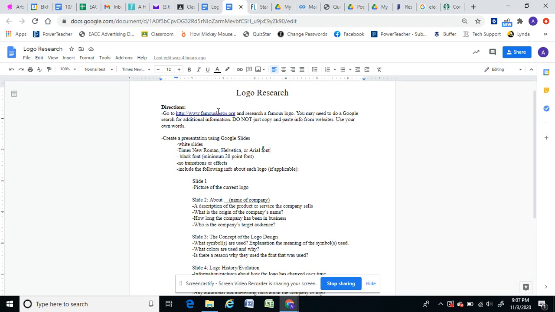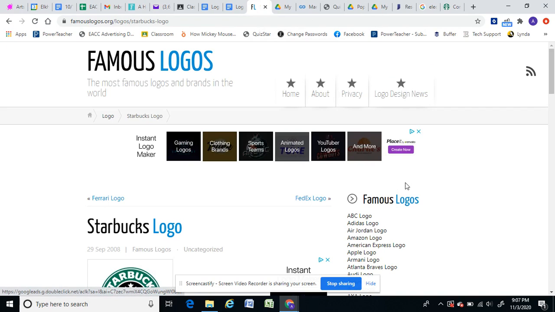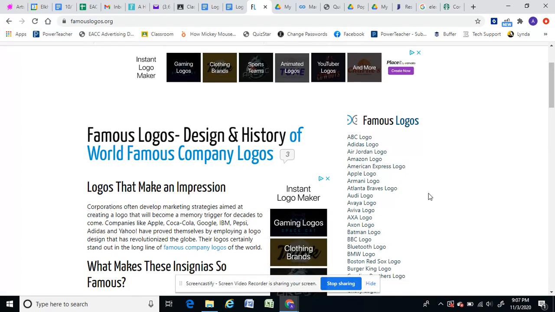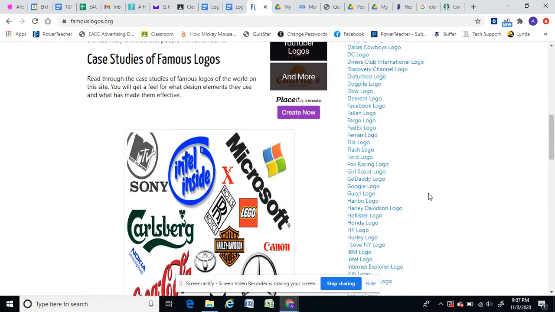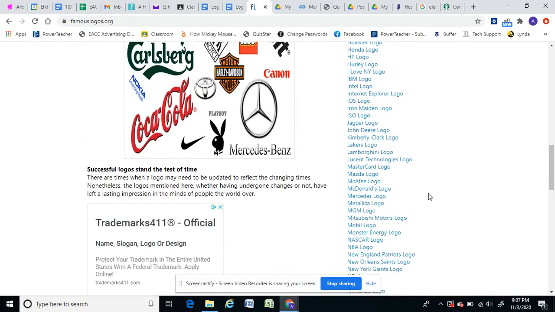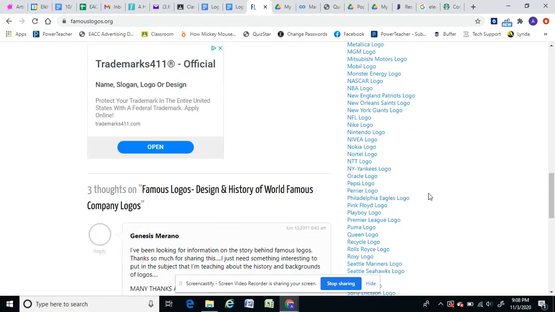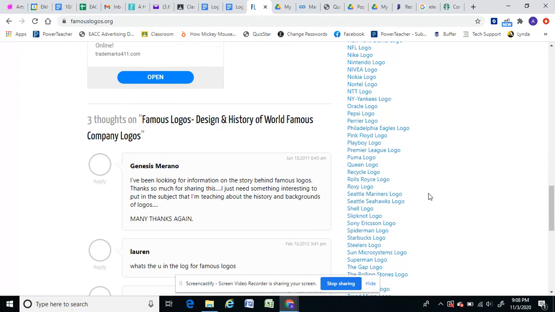So up here at the top, there is famouslogos.org. You don't have to get your information from this website, but it is very, very helpful. And when you go to this website, you're going to look over on the right-hand side, and there's a bunch of logos. Again, you don't have to use a logo from this website, but this is a really great starting point to do some of that research on the design.